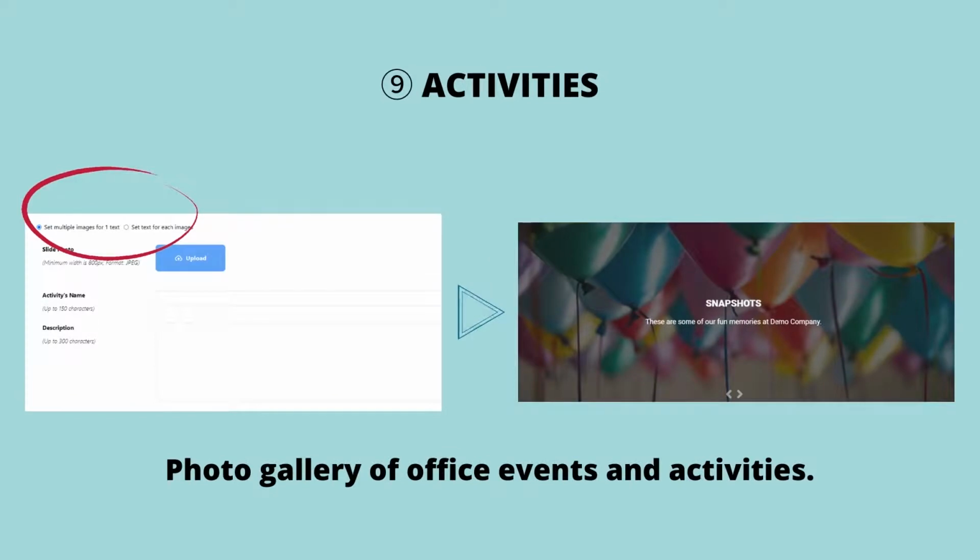Step 9. Activities. Here you can show a gallery of photos of office events and activities that the company takes part in. First, you will need to choose whether to set a text for each image or to set multiple images for one text. You can change these settings later, but please be aware that all the information previously set will be deleted when the change is made.